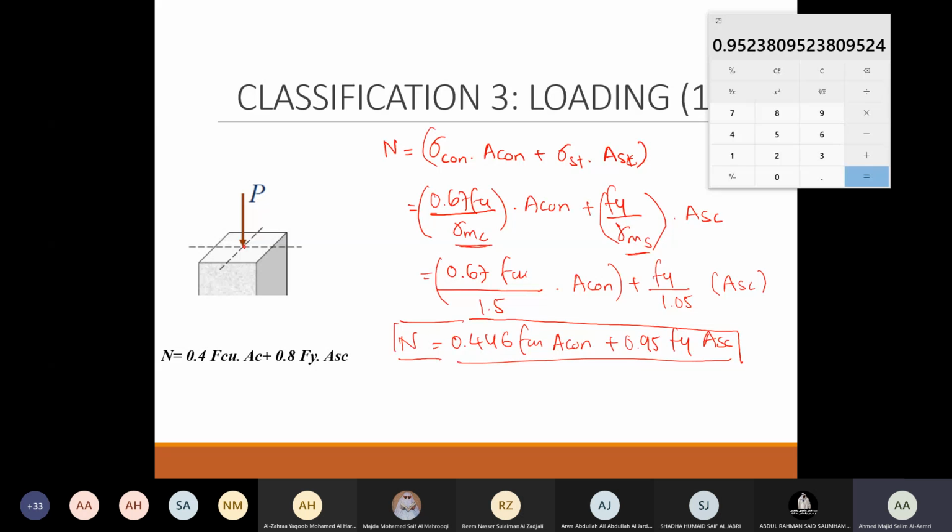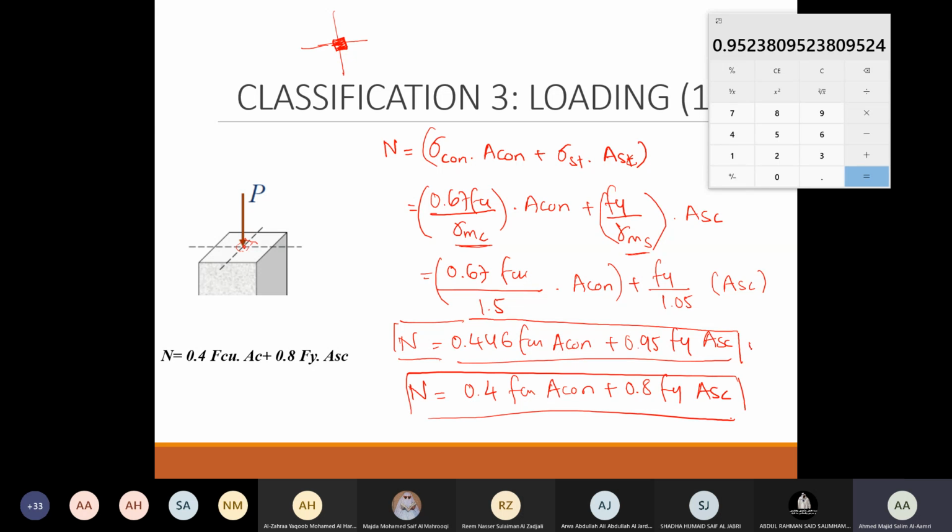Now the code says, since we are having an allowance of 10%, if the loading is coming within 5% from each and every side, it is still considered to be axial loading. Because in reality you cannot get 100% perfection in terms of getting the center of loading. So the code says, since we are giving you an allowance of 5% from all sides, this can be reduced by 10%, which gives approximately 0.4 FCU area of concrete plus 0.8 Fy area of steel.